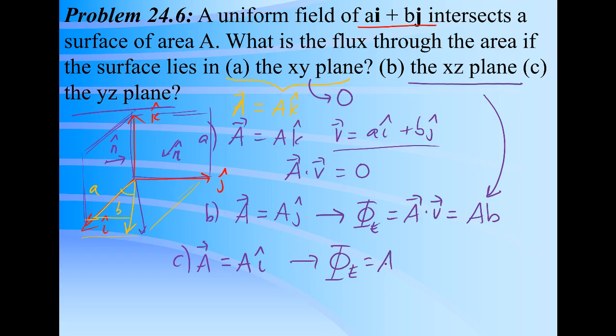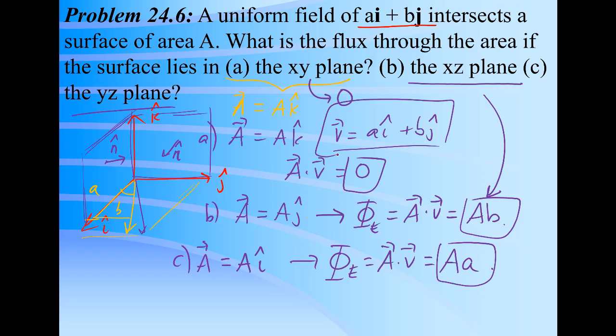So the flux is going to be, again, A dot v, and in this case it's going to be big A, little a. Okay, so we have 0, we have AB, and we have AA. That was nice. We didn't have to do any integrals, and that's because it was a constant value uniform field.